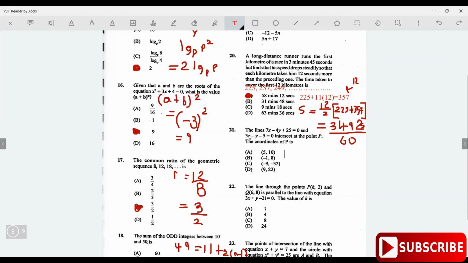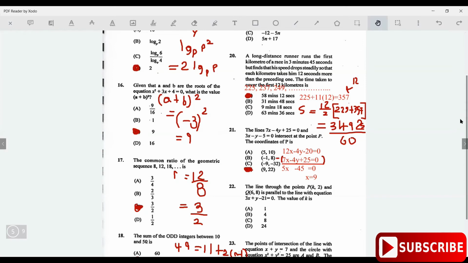Now it says that the lines 7x minus 4y plus 25 equals 0 and 3x minus y minus 5 equals 0. From the second equation, I'm going to multiply it by 4 to get 12x minus 4y minus 20 equals 0. Then I can proceed to subtract them. 12x minus 7x is 5x, and then minus 20 minus 25 is minus 45, so I get 5x minus 45 is 0, and so x equals 9.